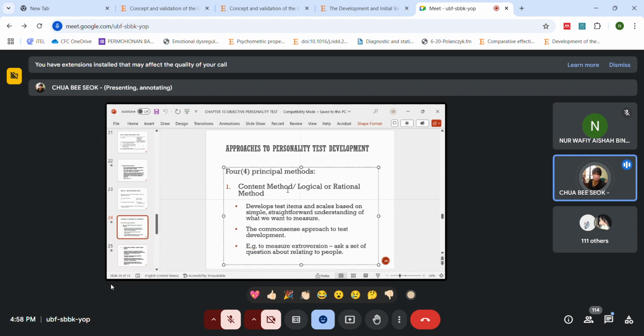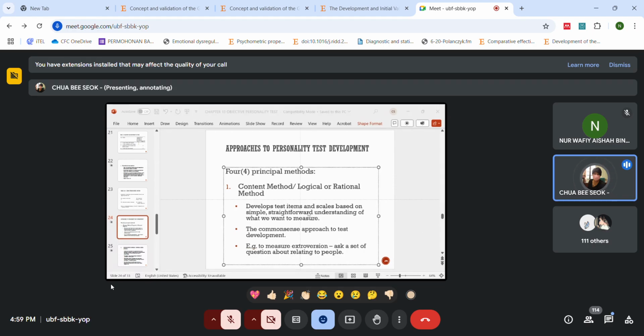The rational methods, or the rational approach. You still remember last week we discussed the rational approach and the empirical approach, and the combination of rational and empirical approaches. When we develop a test, you can use the rational approach, or you can use the empirical approach, or you can also use a combination of the empirical and the rational approach.